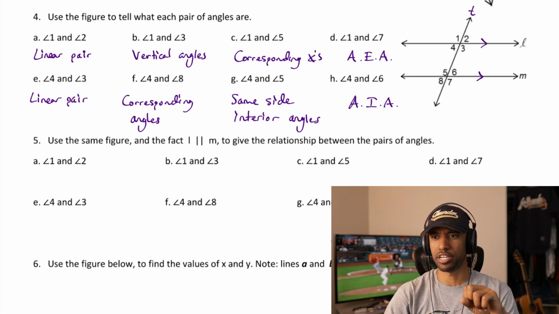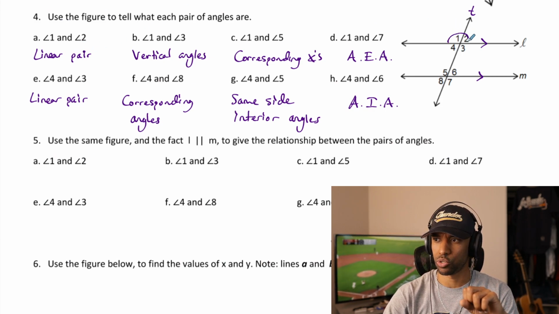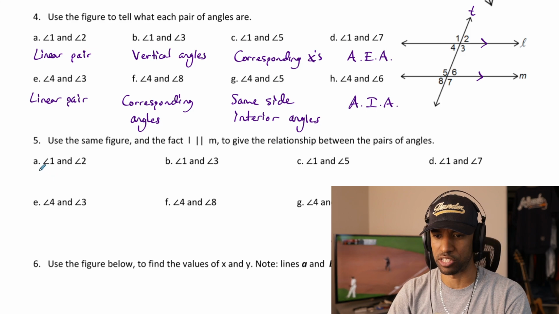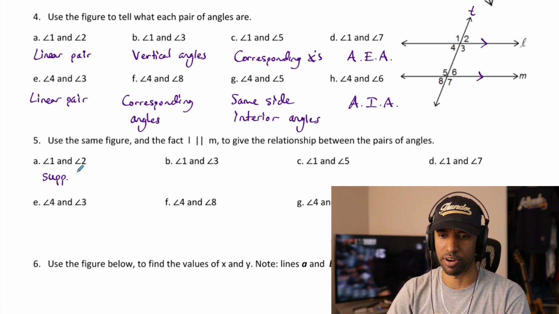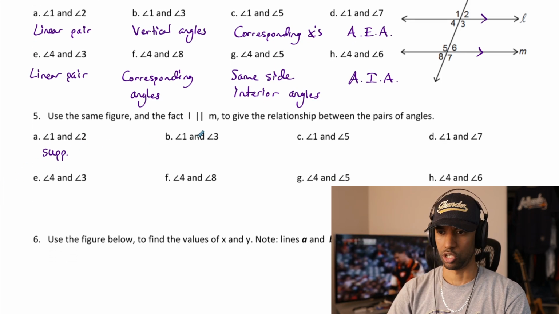Same side exterior angles are supplementary. So I'm going to go ahead and abbreviate these here. The linear pair angles 1 and 2. All linear pairs are supplementary. That's kind of its definition. So supplementary for angles 1 and 2. Excuse me, angles 1 and 3.